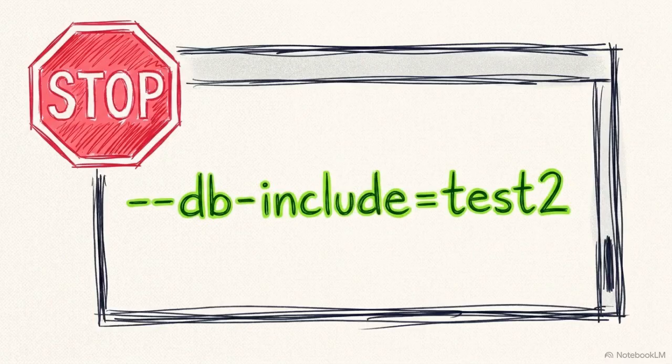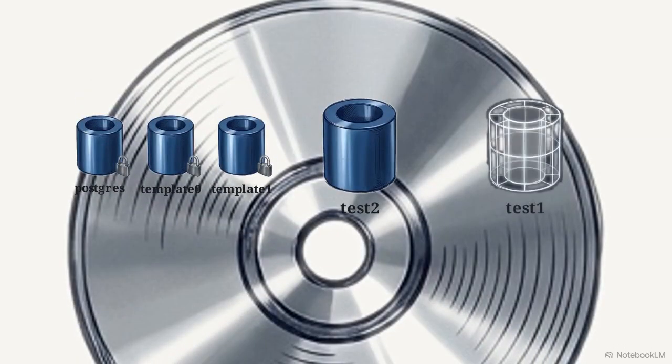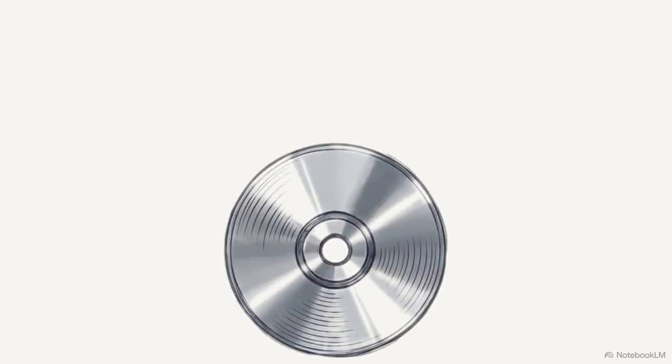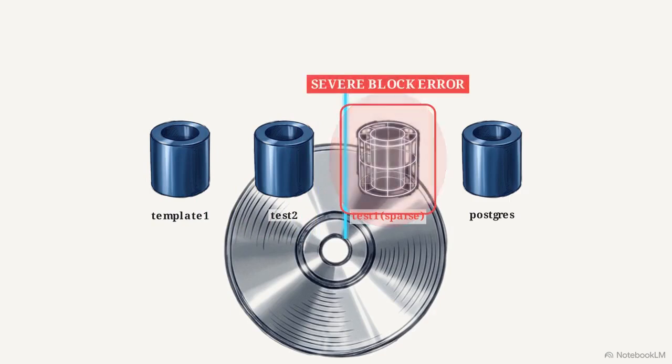After stopping the cluster, you run the restore command and include the flag --db-include=test2. On the disk, test2 and the system templates are written normally. The excluded database, test1, is created as a 0-byte sparse file. This creates a conflict with Postgres internal page consistency checks during the recovery sequence. As the system reaches consistency, Postgres inspects files in the cluster directory. When it encounters zeroed pages for test1, it flags severe block errors and stops recovery.